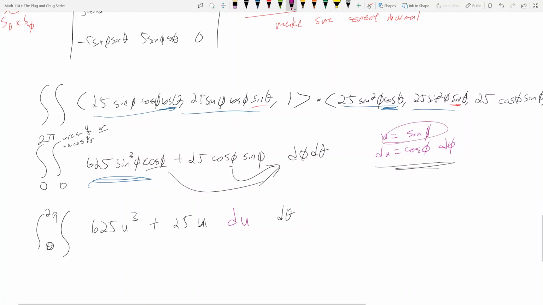Since u equals sine phi, the lower bound is going to become sine of 0, which is still 0, and the upper bound is going to become sine of arc sine 4/5 or arc cosine 3/5. Well, it's really obvious which one we want now, right? Because I need to take the sine. Remember, arc sine is just sine inverse. So sine of sine inverse, they cancel each other, and I'm just left with 4/5 as my upper bound.